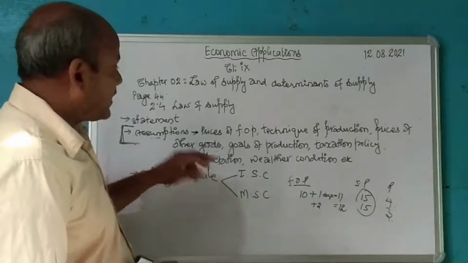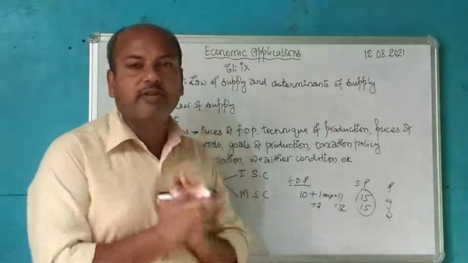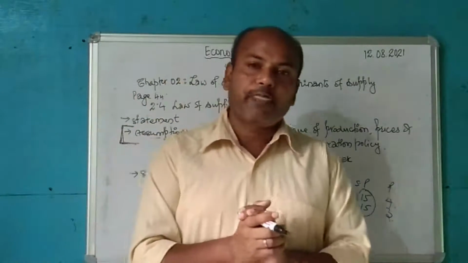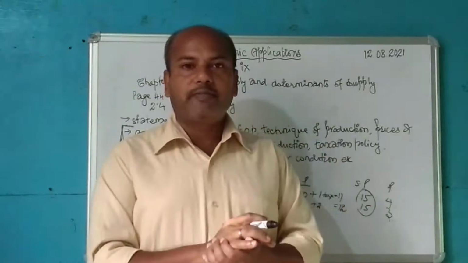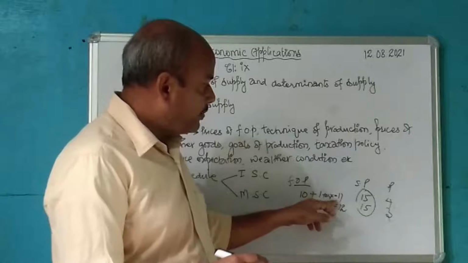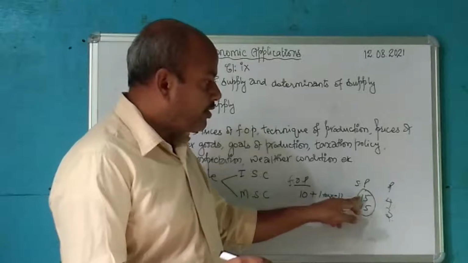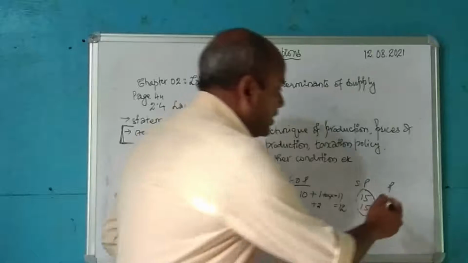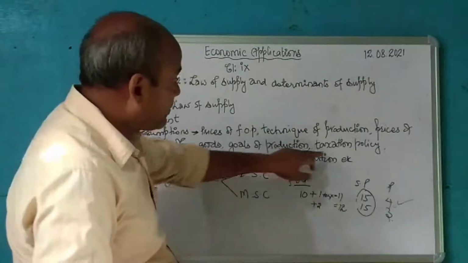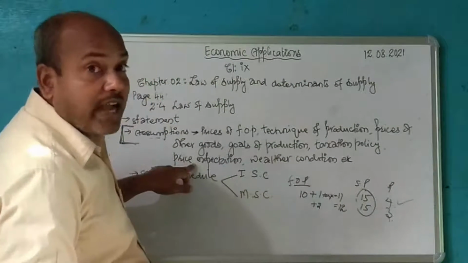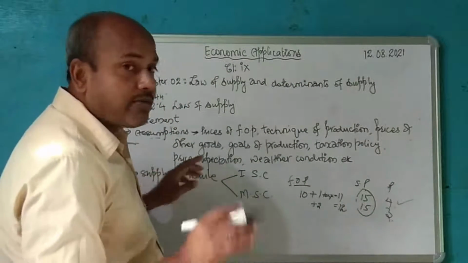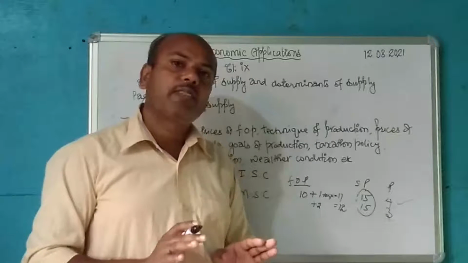Next is price expectation. You should understand it like this. You are producing some commodity at 11 rupees. You are selling for 15 rupees. Your profit is 4 rupees. Take this first case. Now you are expecting that the price will rise in future. So what will you do?